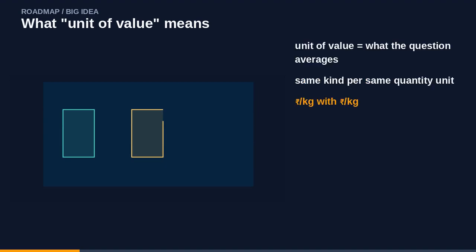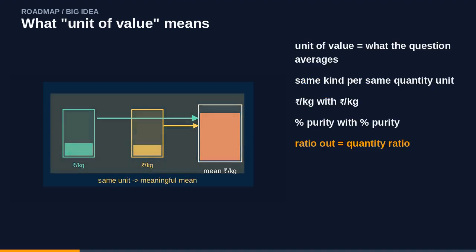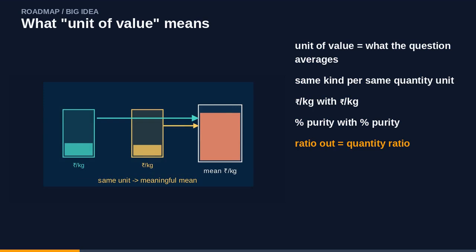A unit of value is the kind of measure the question is averaging: rupees per kilogram, percent purity, grams per liter. The cross compares those values of the same kind per the same unit of quantity. The ratio that comes out is a ratio of those same quantity units, kilos with kilos, liters with liters.